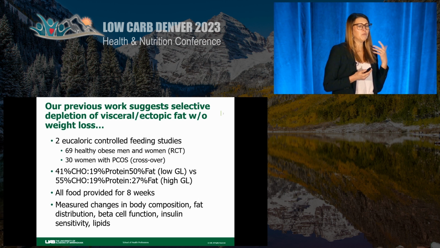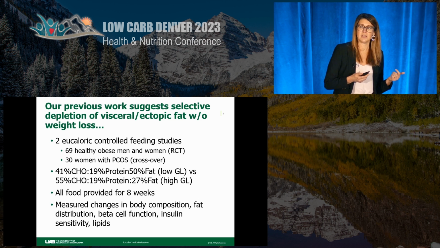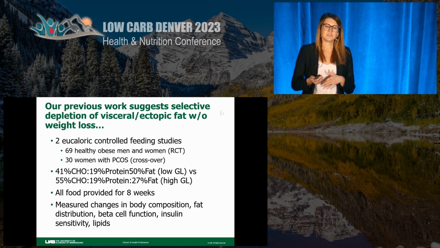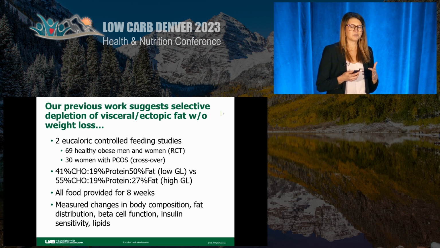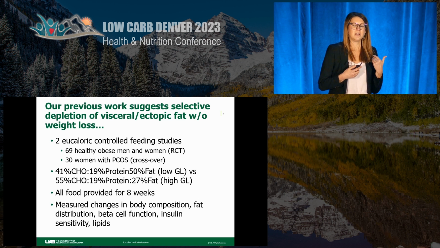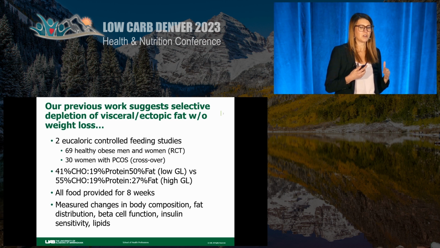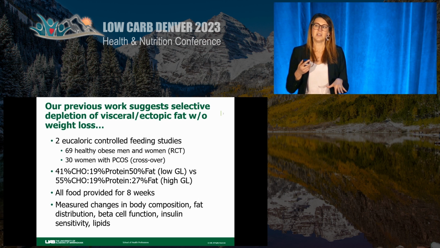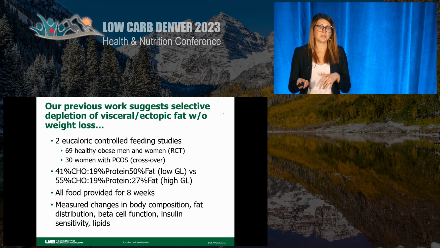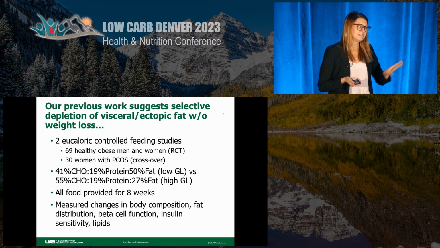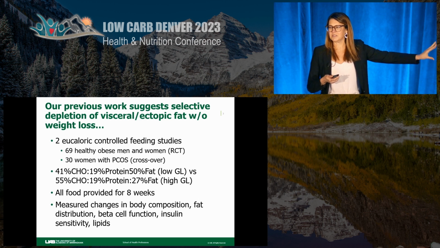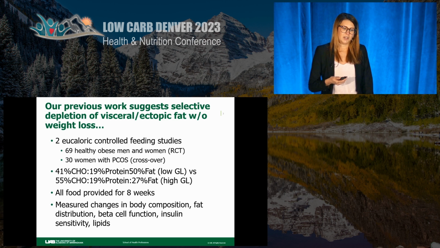So in one of these controlled feeding studies, we recruited 69 healthy, overweight, and obese men and women in a parallel arm randomized clinical trial where they were randomized to low glycemic versus high glycemic load diet, and then another study in women with PCOS that was a crossover intervention, but again, we used the exact same dietary strategy to compare the high glycemic to a low glycemic load diet. And there you can see the breakdown of the macronutrients on these diets that we were testing.